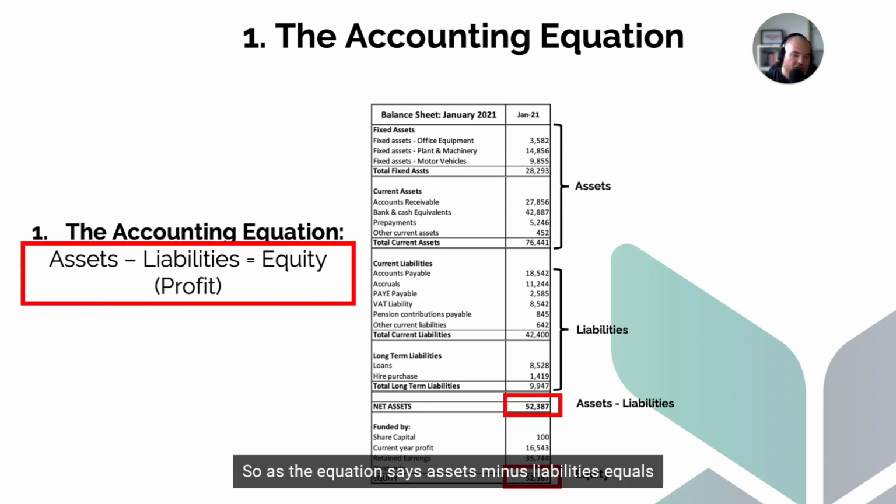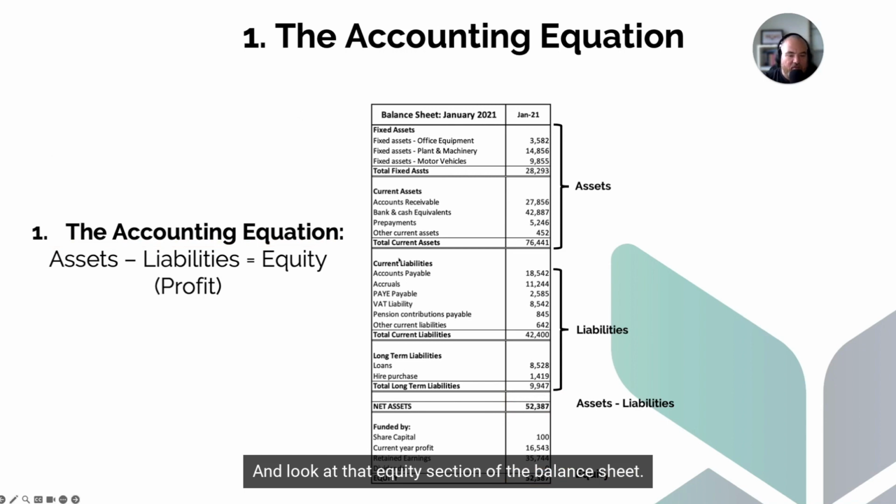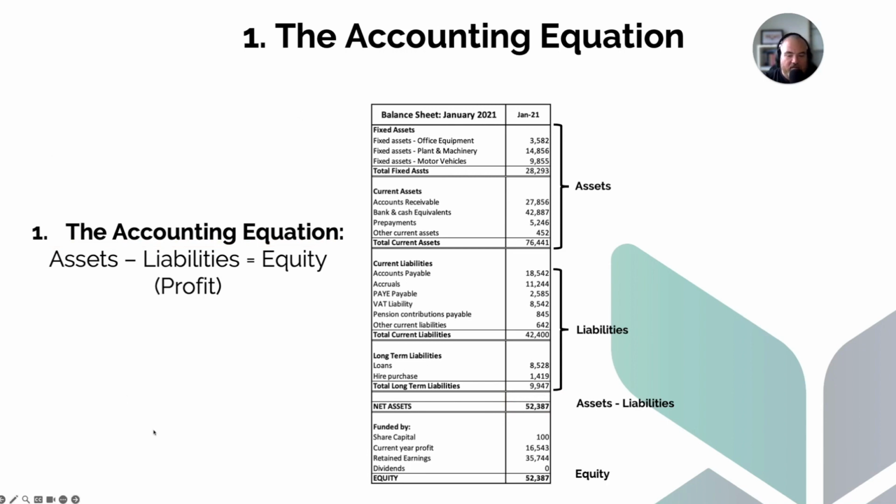So as the equation says, assets minus liabilities equals equity. If we go back a step and look at that equity section of the balance sheet, you can see share capital, £100. Unless you're trading on a stock exchange, share capital is always a nominal amount. It could be £1, £100, or £1,000. It's generally not more than that, but it depends how many shares you want to dish out to your friends and family. But it's a nominal amount. It doesn't change. It's the nominal value of the shares of the business.